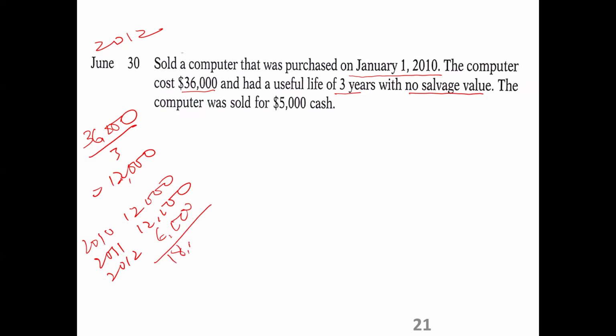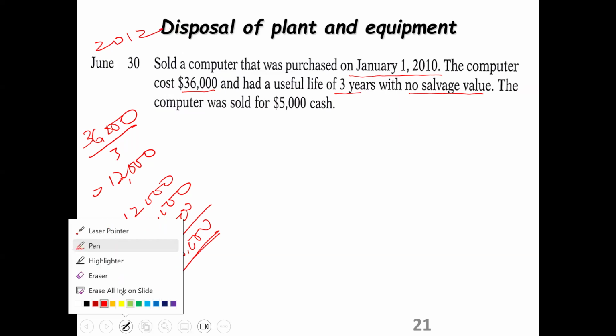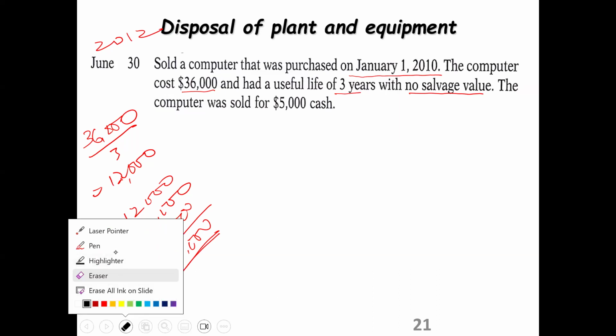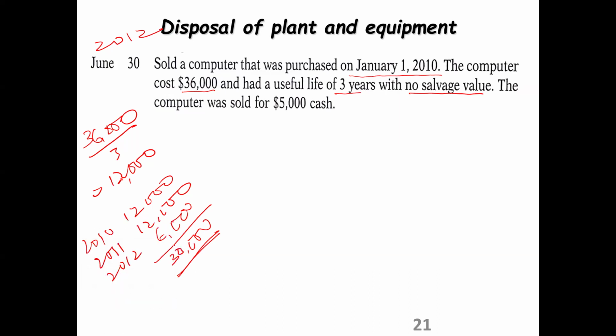We will have 18,000, sorry, 24,000, 30,000 as the total accumulated depreciation. In this case, the asset was purchased for 36,000, accumulated depreciation is 30,000. So the book value here is 6,000. Well, the price you are selling it for is 5,000. So there is a loss of 1,000 in this example.